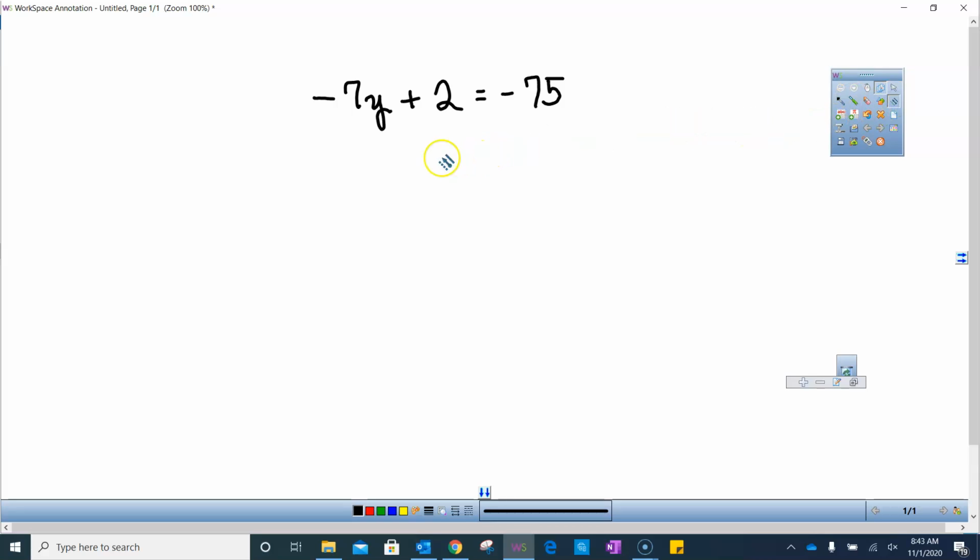All right, in this problem we have a two-step equation. Negative 7 times y plus 2 equals negative 75. It's a two-step equation because it involves two operations, multiplication here and addition.